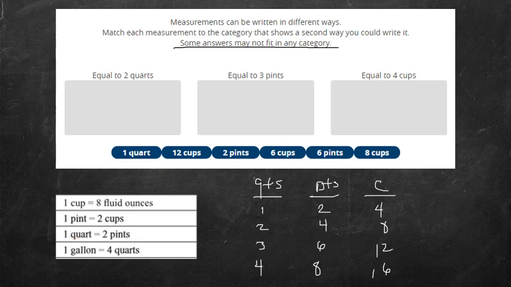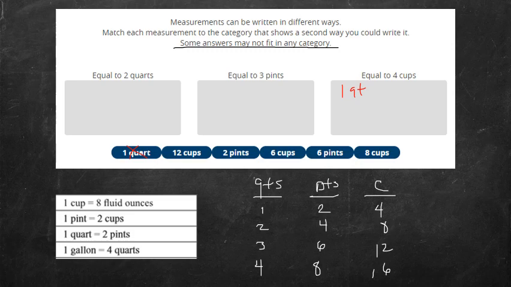All right, so let's dive in real quick. 1 quart is equal to 2 pints or 4 cups. Which of the 3 options do you have? 1 quart cannot equal 2 quarts, and it cannot equal 3 pints because our chart says that 1 quart equals 4 cups. So we'll put 1 quart in the 4 cups box. Okay, got that out of the way.